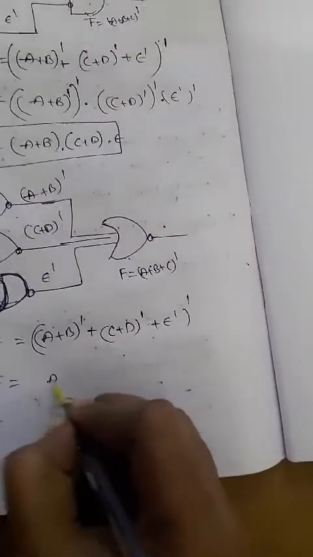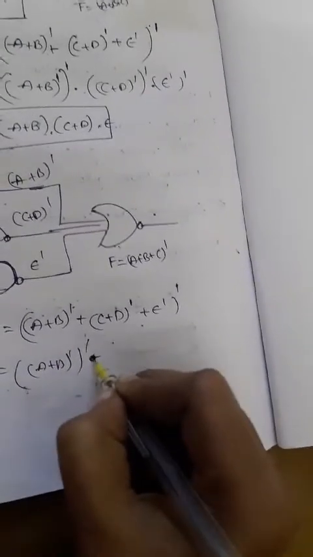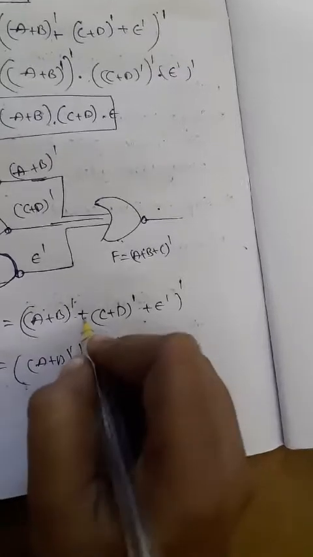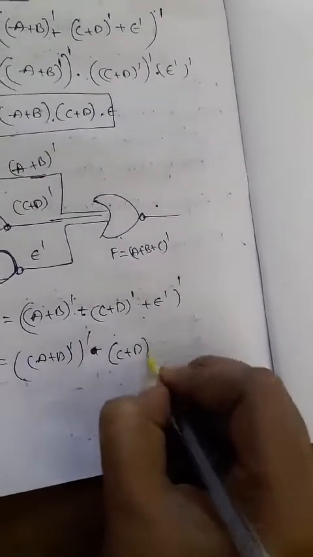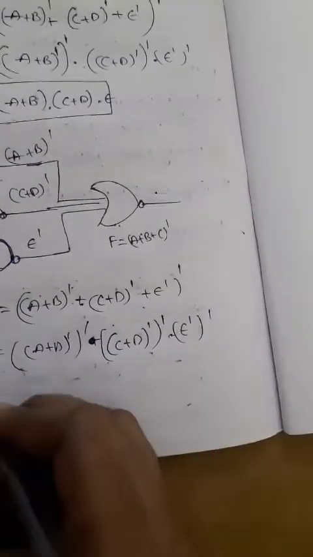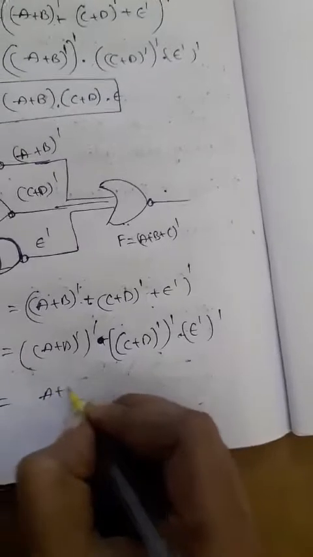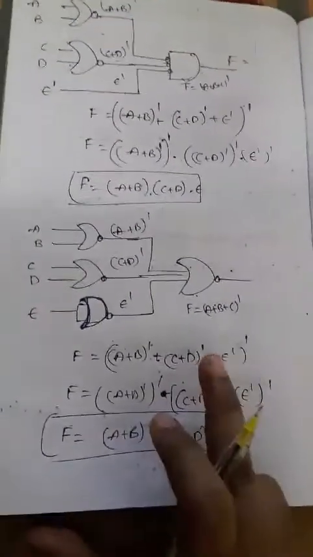So F is equal to (a + b) complement whole complement plus, sorry, plus will be converted. Once we apply the complement to this OR function, we get the product term. So (c + d) complement whole complement into e complement whole complement. Then we get F is equal to (a + b) into (c + d) into e. Just check it, is it equal or not? As it is equal, we will follow the three rules.